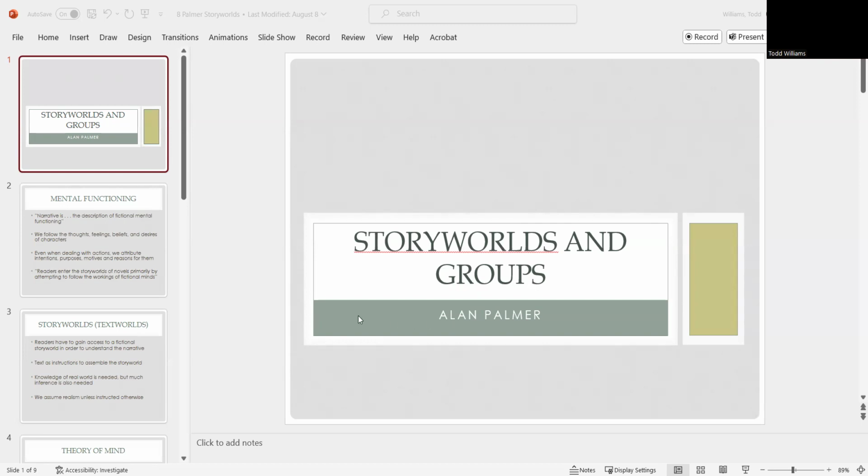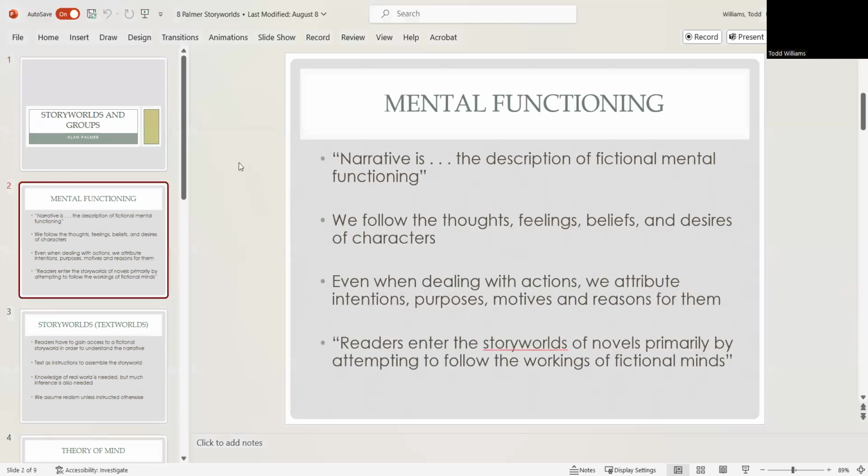I'm going to talk about story worlds and groups using the work of Alan Palmer. So let's start by thinking about mental functioning. Narrative, according to Palmer, and this is a quote, "narrative is the description of fictional mental functioning." So when we're reading fiction or even watching a play, we follow the thoughts, feelings, beliefs, desires of characters, their mental functions. Even when dealing with their actions, we attribute intentions, purposes, motives, reasons behind these actions.